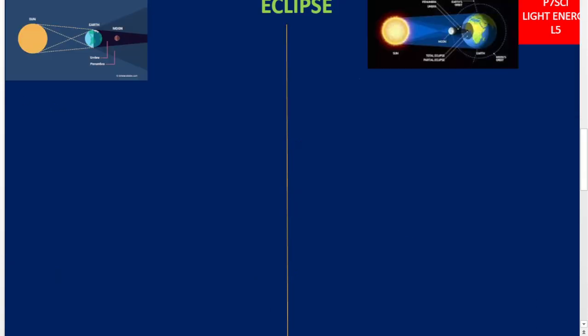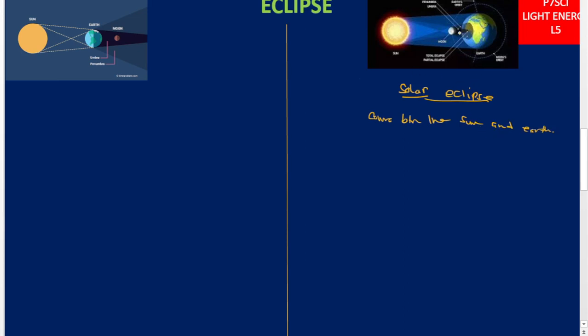Now let us look at them in detail. Here we are going to start with the solar eclipse. Now what you are seeing over here is the solar what? The solar eclipse. This solar eclipse is the type of eclipse that is formed when the moon comes between the sun and the earth.